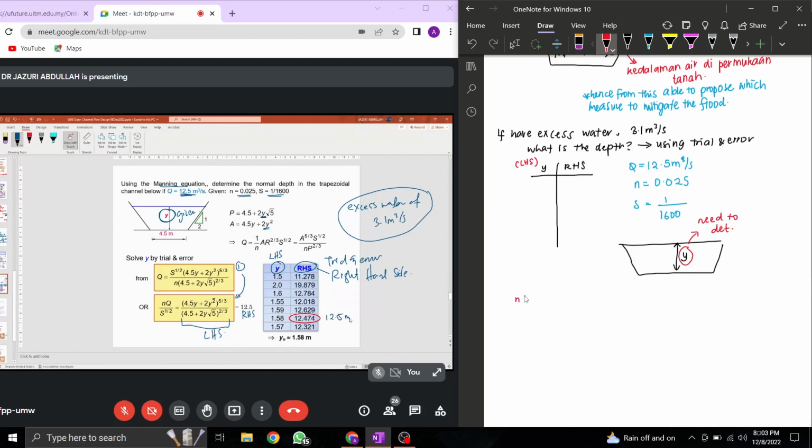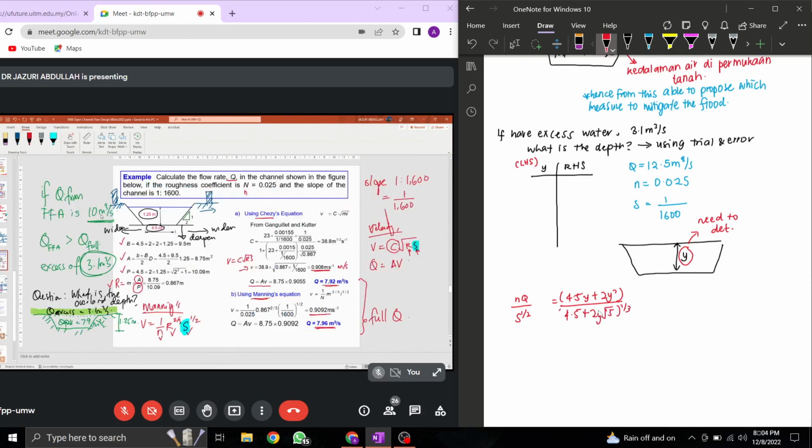Okay, so this is the value that approximate with the 1.58. So and then you punya y adalah 1.58. So go back to apa yang sebelum ni. So y from previous. So y is 1.25 meter. Okay, so the previous adalah 1.25 meter. So this is the y 1.25.